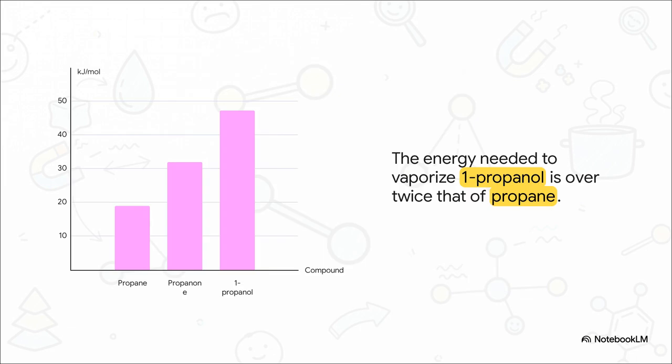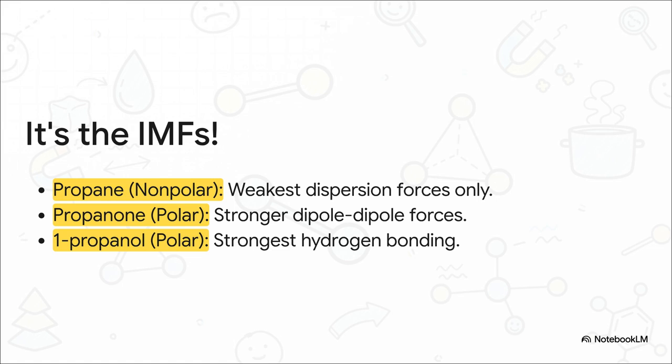This chart just makes it so clear, doesn't it? The energy needed for 1-propanol is just massive compared to propane. And here's the key. The reason for this huge gap isn't about the bonds inside the molecules, but the forces between them. And those forces are a direct result of everything we've just talked about, shape and polarity. So here it is, the final answer. Propane is nonpolar, so the only thing holding it together are these super weak, temporary forces called London dispersion forces. Easy to break. Propanone, though, is polar, so it can use stronger dipole-dipole attractions to stick together.